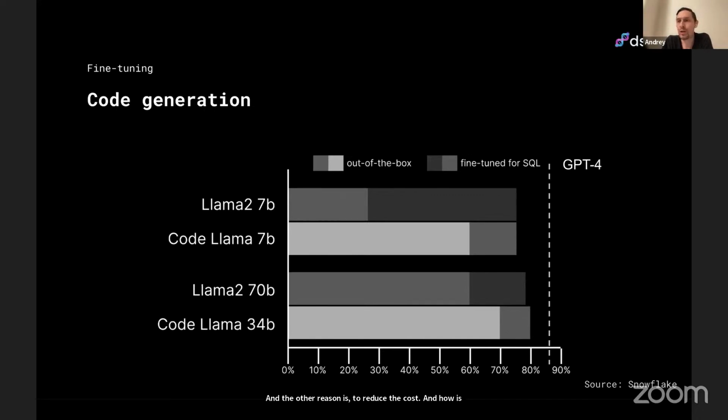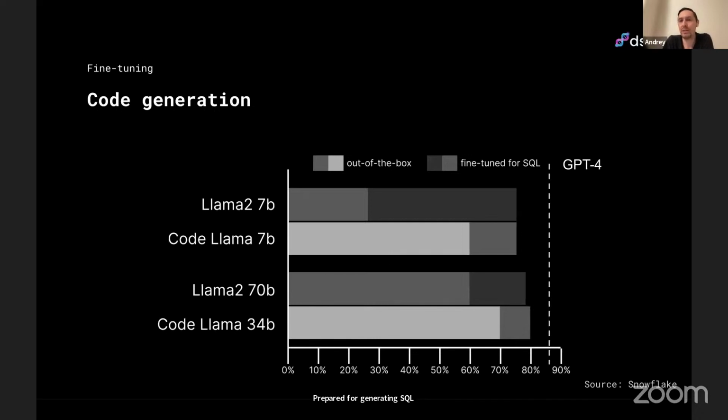By leveraging a smaller model and fine-tuning it on your specific data set, you make it possible to use a smaller and cheaper model and at the same time have the quality of a larger model. So here's the study by Snowflake, where they took Llama of different sizes and fine-tuned it on a data set prepared for generating SQL queries.